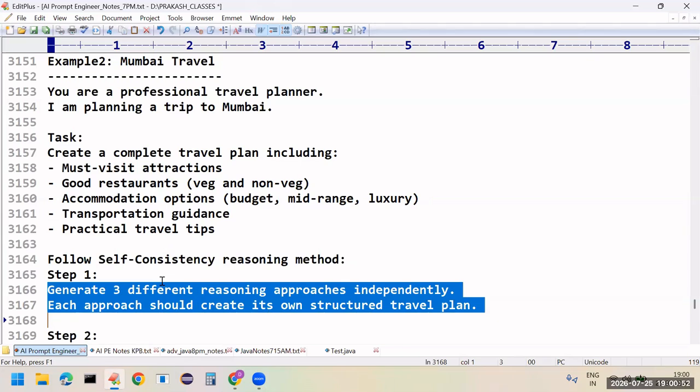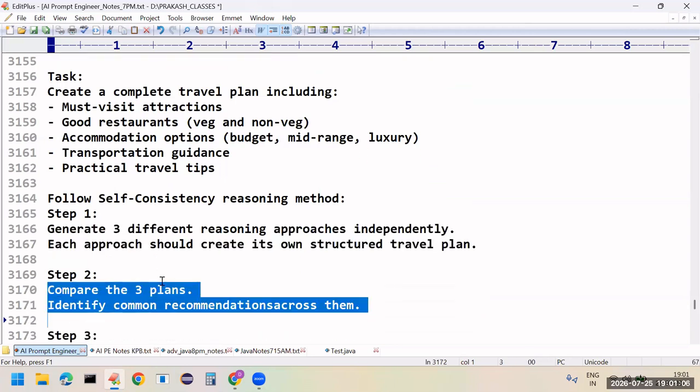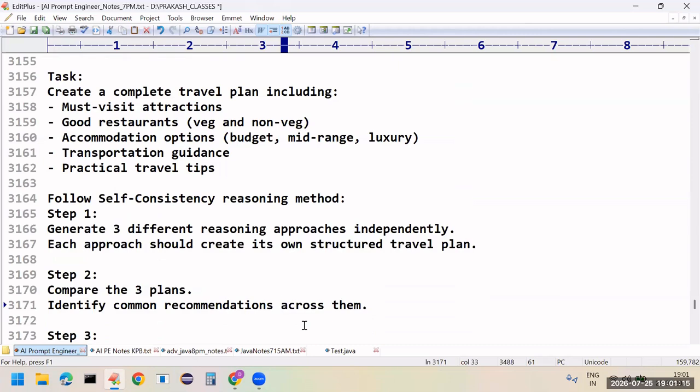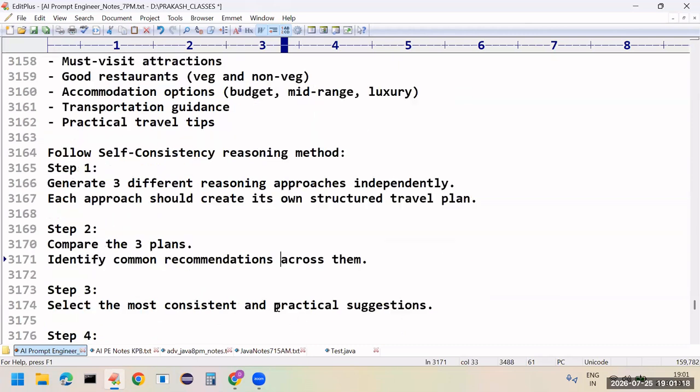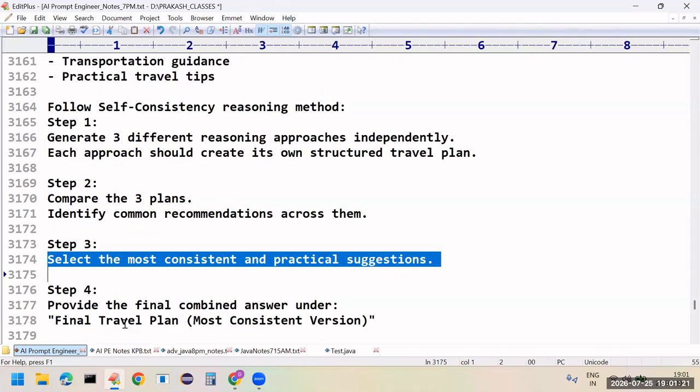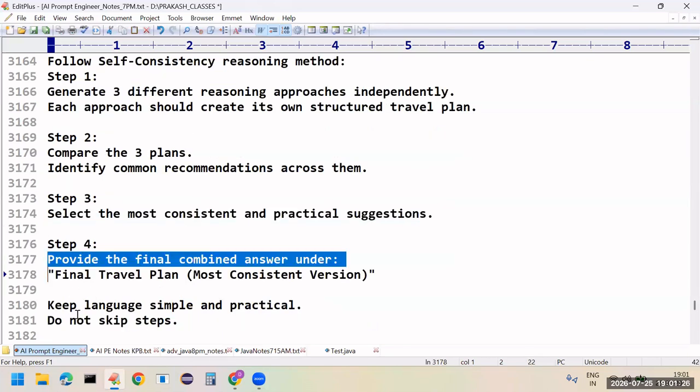Have you observed this instruction? If ChatGPT receives it, what will it do? It will create three different approaches. The place is the same, Mumbai, but it will maintain three different strategies. Now, step two: compare these three plans carefully and identify the common recommendations across them. Three plans are there, so can you please identify the common recommendations? Now, select the most consistent and practical solution, and provide the final combined answer under the heading final travel plan, most consistent version.